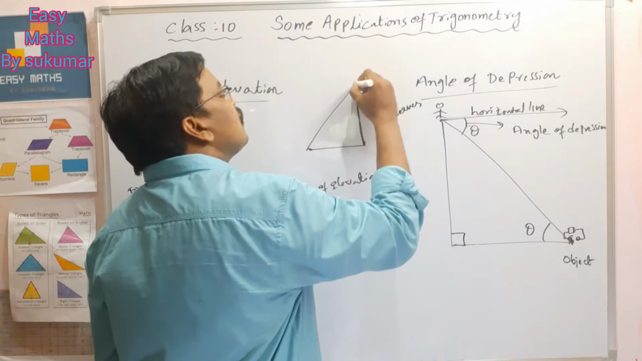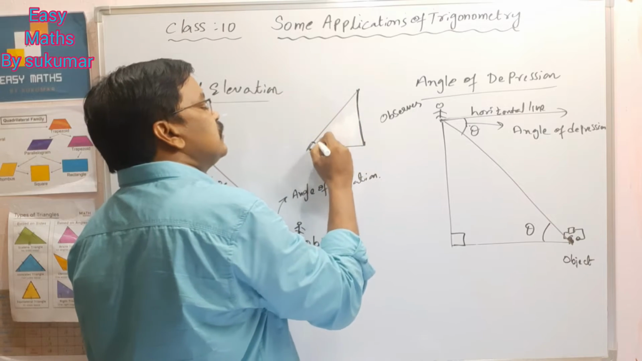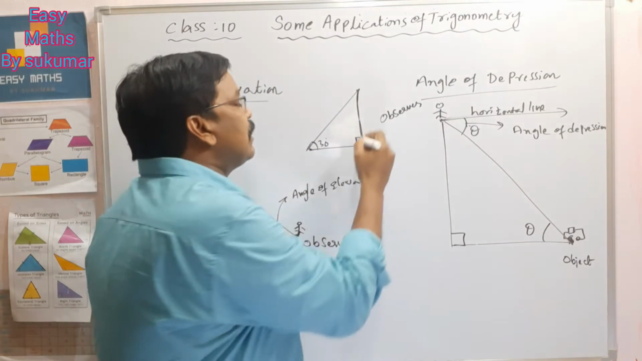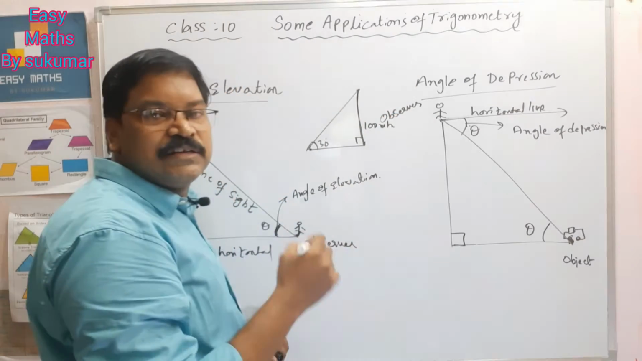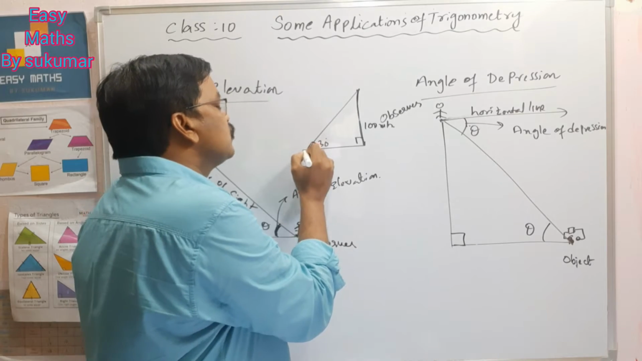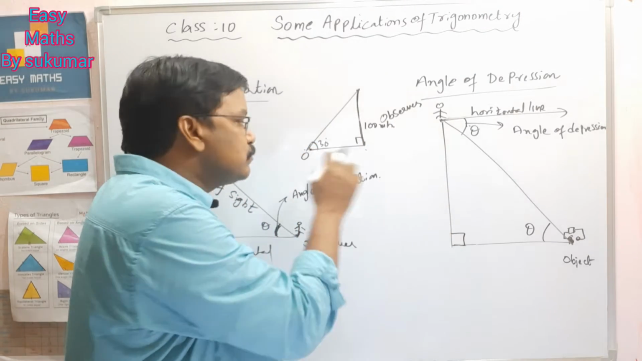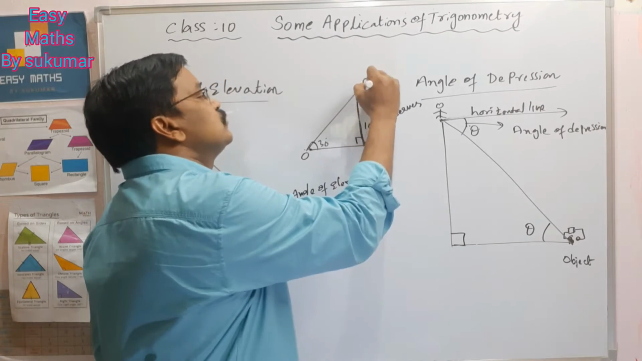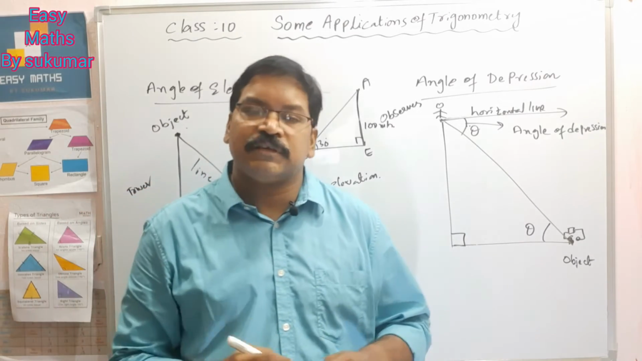And with an angle of elevation, so the angle of elevation is 30 degrees. Okay, my dear students, the height of the electric pole is some 100 meters. Find the distance between the observer and the bottom of the electric pole, right? So just this is AOE. Like that you have to draw a figure.